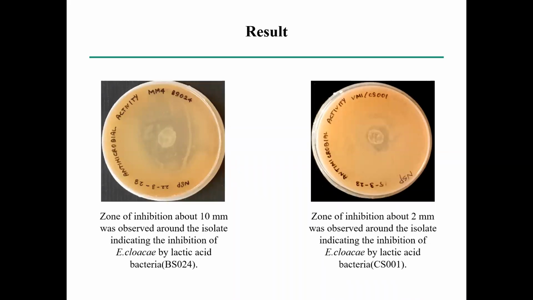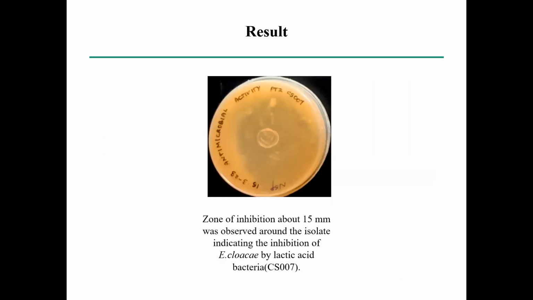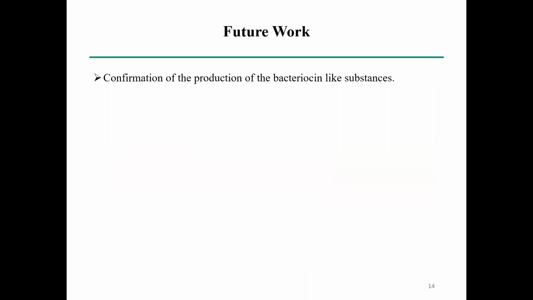Next, the curd sample isolate showed a 2 mm zone of inhibition. Then the isolate from the batter sample showed 1 mm, and the next showed 2 mm of zone of inhibition. Finally, we got a 15 mm zone of inhibition shown by the curd sample isolate.